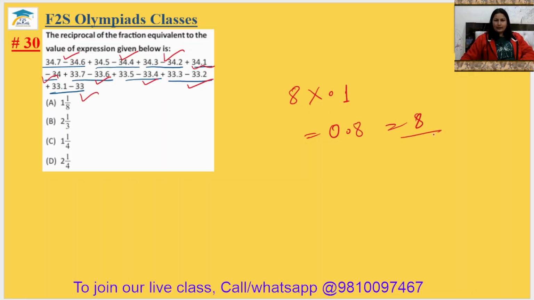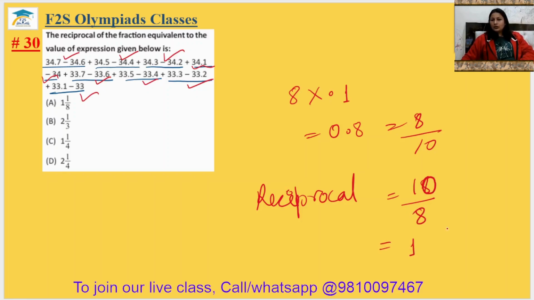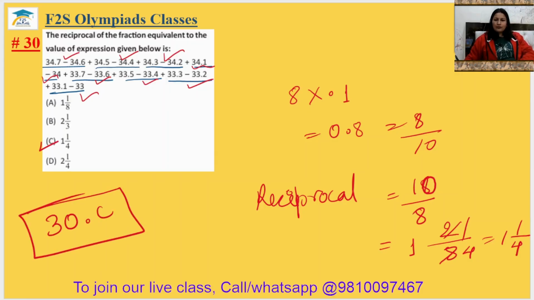It can be written as 8 by 10. So the reciprocal of it will be 10 by 8. So dividing by 2, 2 ones are 2, 2 fours are 8, so 5 by 4. It is in option number C. So the 30th answer will be option C. Okay.